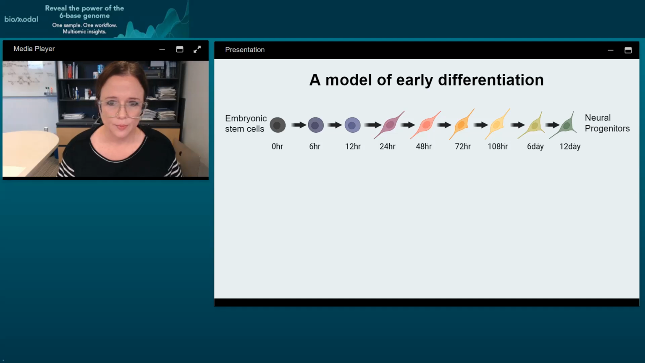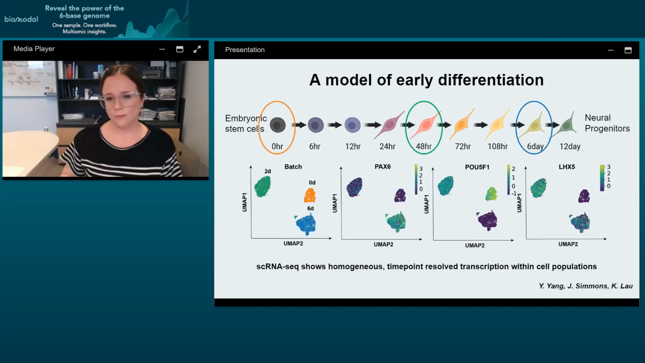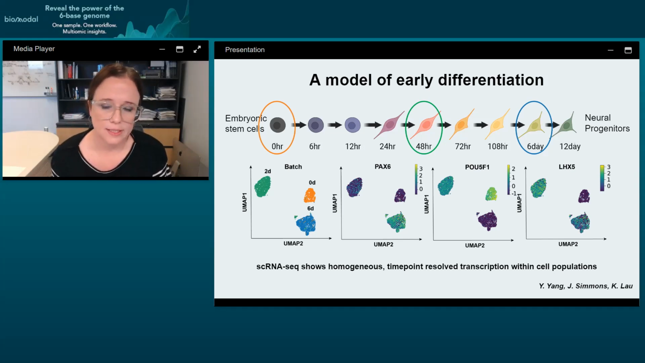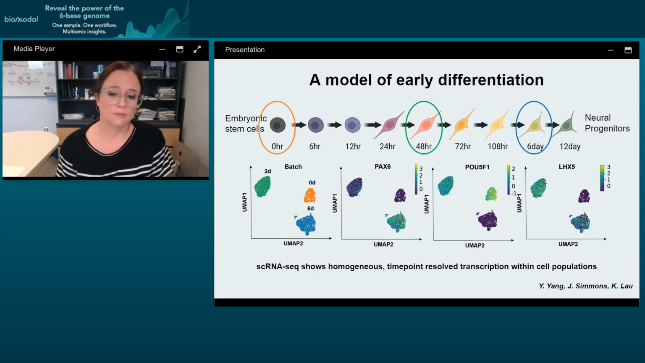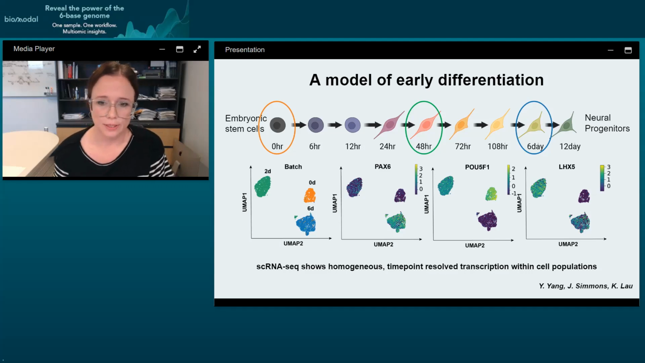You can sample multiple time points over the course of 12 days. That's the sort of amount of time it takes for these embryonic stem cells to become stable neural progenitors. And the other advantage is that these cells continue to replicate during the 12-day time course. Another thing, when we look at single cell RNA sequencing data from different time points during the time course, we see that the cells differentiate fairly homogeneously, which means that if we observe epigenetic heterogeneity in our data, it's unlikely to come from cell population heterogeneity, which was an important thing that we needed to figure out before we started down this path.